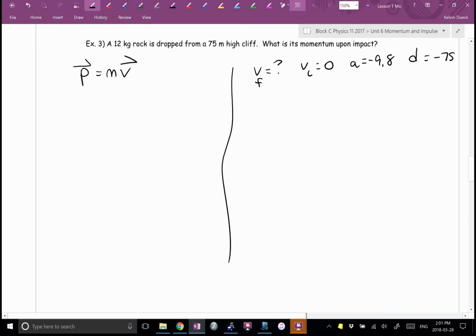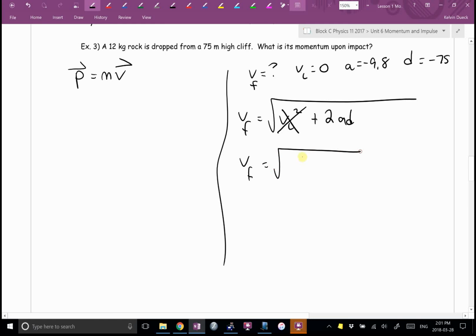Coming back to us, I'm looking for an equation that has a VF, a VI, an A, and a D. I bet you there is one. How would I get the VF by itself? You told me VF squared. Yep. So it's going to be the square root of vi squared plus 2ad. If I was really lazy, I probably didn't even need to bother writing the vi squared.